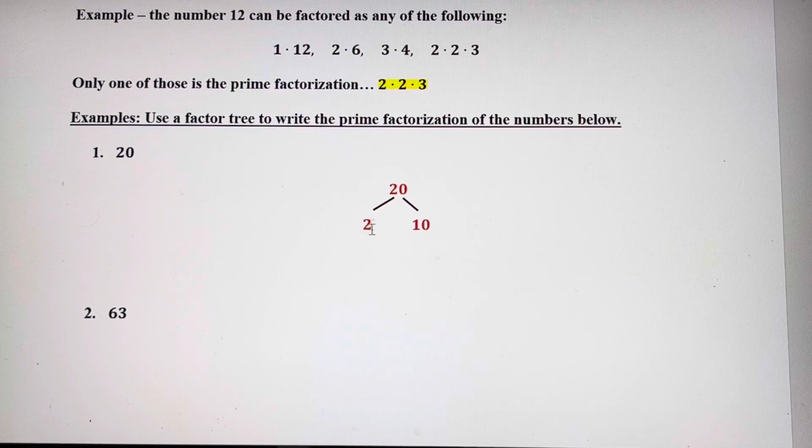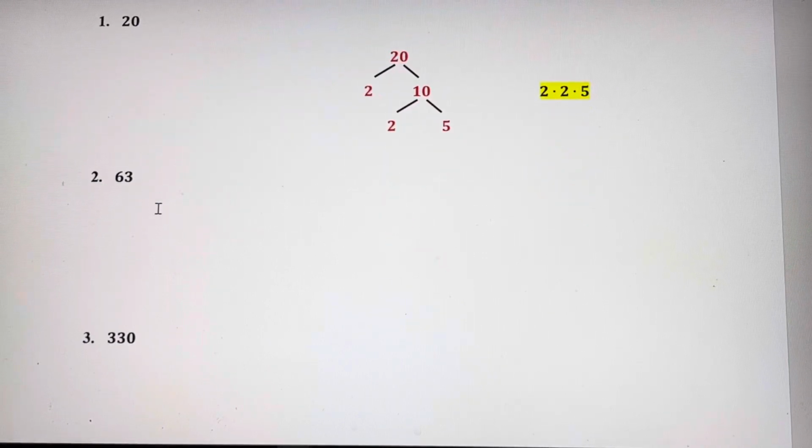2 is prime, so I'm going to stop here with that one. 10 is not prime. I can factor that one because it has other factors. So 10 can be broken down as 2 times 5. All right. So when I look at these 3 numbers, all of these are going to be prime. So I've completed my prime factorization. So I want to write my prime factors as a product here. So the prime factorization would be 2 times 2 times 5. All right. All these numbers are prime. So I've completed the problem here, number 1. Right? Let's give number 2 a try here.